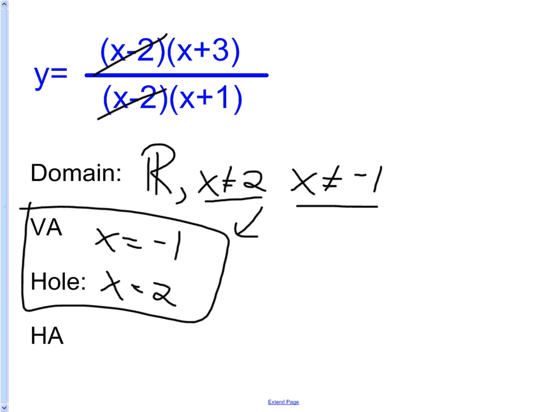Then the horizontals. Is it bigger on bottom, bigger on top? Same on both. Same on both. And the SOB ones will make you sob because they're a lot harder than the other ones. But it's really not that hard. Ratio of 1 to 1, which is y equals 1. Raise your hand if you had that one right. Good. All right. Next up.